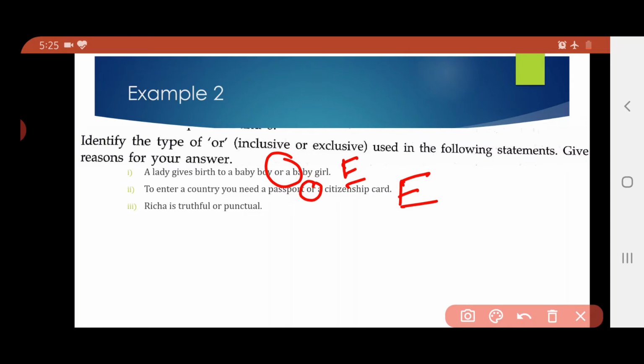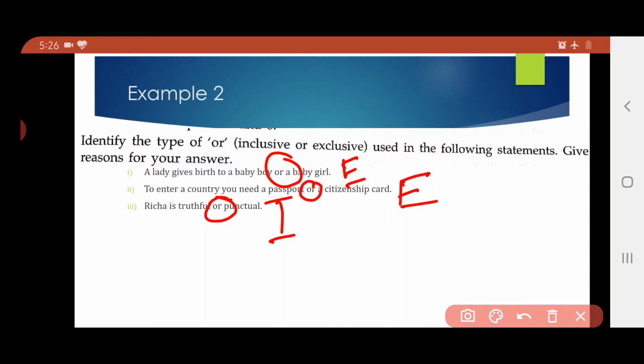So always remember that here we are going to consider all the possible cases that can happen. Now in the first two cases we can see that both happening together is not possible, so that is the reason why it is exclusive. But in the third case we can see both happening together is possible, so a person can be truthful and punctual at the same point of time. It is definitely the case that a person can be so. Therefore this particular or which we have in the third case is an inclusive or.